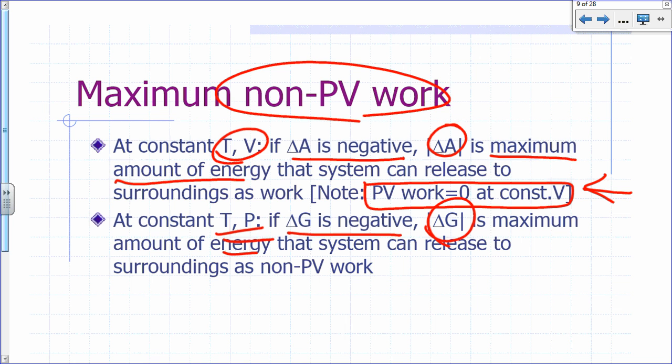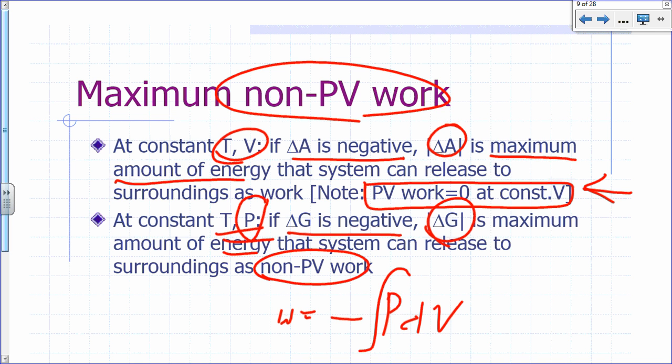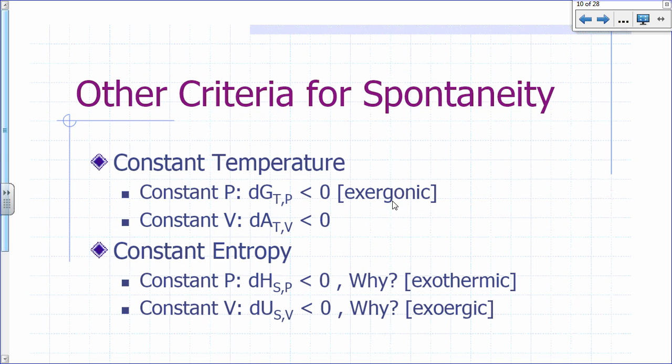Okay? Because if it's constant temperature and pressure, it has to do some work, right? Minus PdV, volume's not constant, so your work is going to be negative integral of PdV, right? But in addition to that, the amount of non-pressure volume work that the system can do would be equal to the magnitude of delta G. So that's the interpretation of free energy.